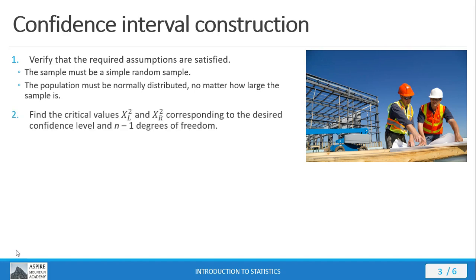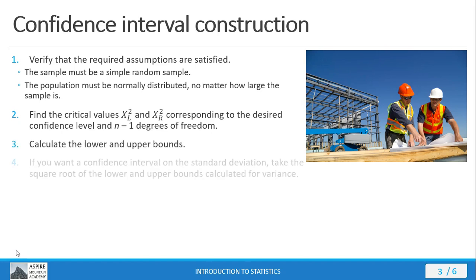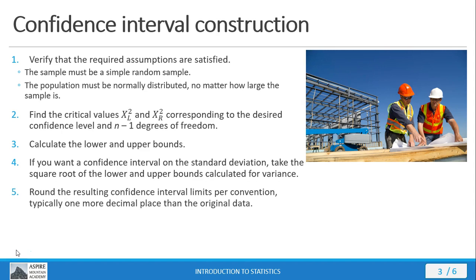Next, we find our critical values from the chi-square distribution. We calculate the lower and upper bounds for our confidence interval estimate. And then, if we want a confidence interval for the standard deviation, we've got to take the square root of what we calculated for the variance. Then round the resulting limits per the convention, which is typically using one more decimal place than the original data.